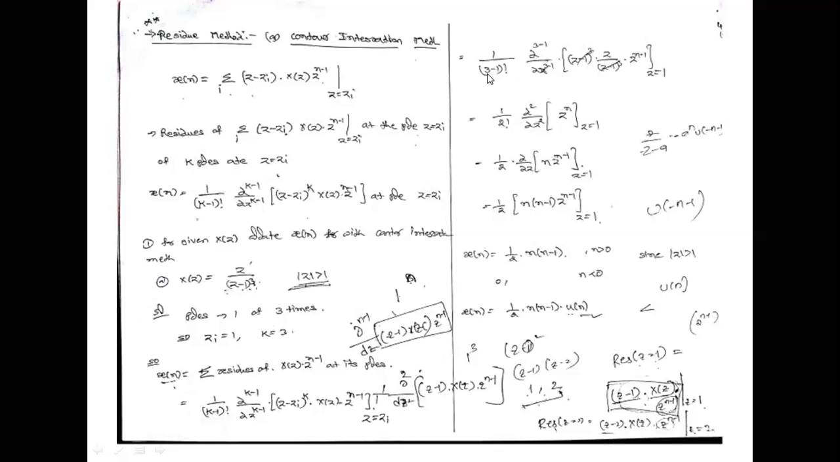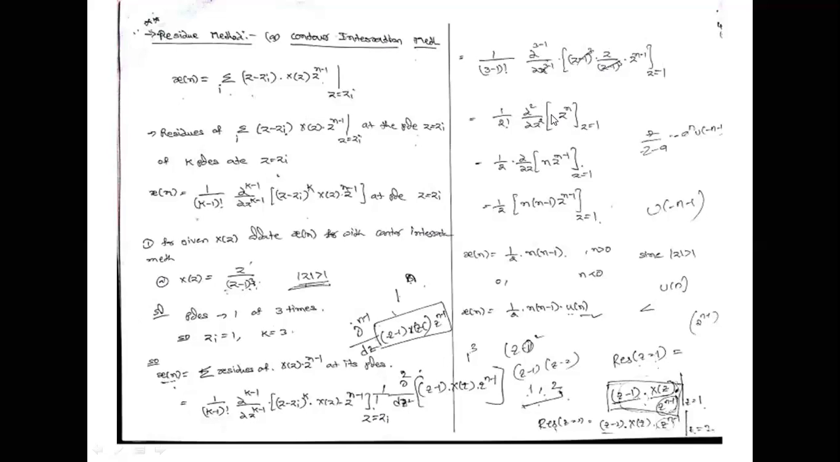So 1 by 2 factorial, since 3 minus 1 is 2, dou square by dou z square, and here the (z minus 1) whole cube and (z minus 1) whole cube get cancelled. Then z power n minus 1, and z means z power 1. Here you can write the two factors, z power n and z power minus 1. So z and z power minus 1 get cancelled. We have only z power n.